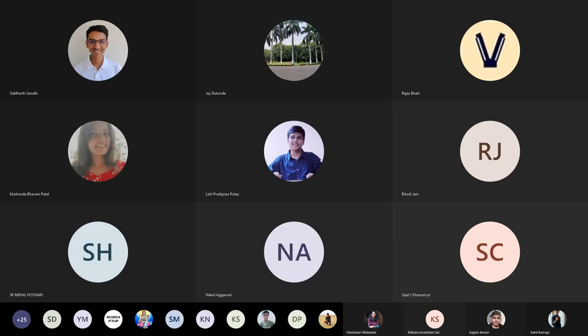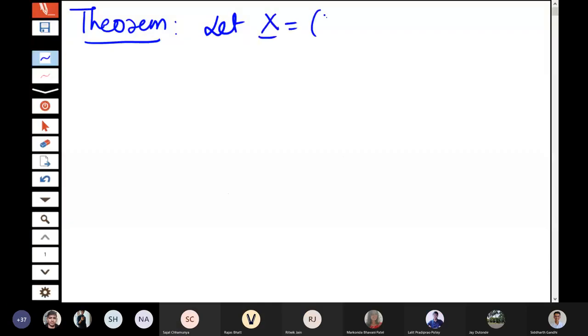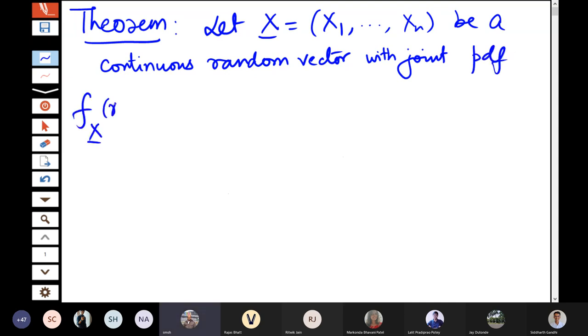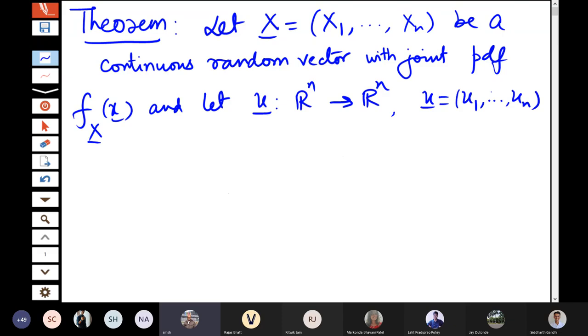In the form of a theorem. So, X1, X2, ..., Xn is a continuous random vector with the joint PDF, and let U from Rn to Rn, where U is (U1, U2, ..., Un), and the Ui's are functions of X1, X2, ..., Xn.